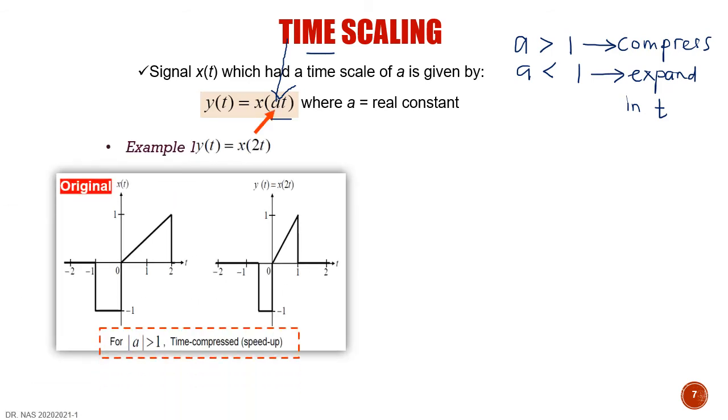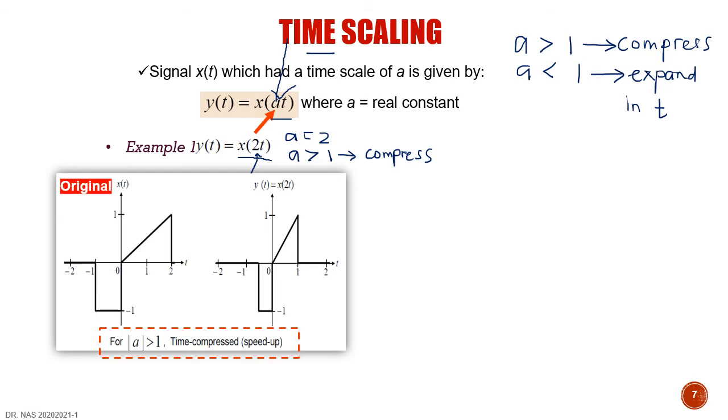If you look at this equation, it's x(2t). So there's an additional variable inside the bracket. If you compare, in this case A equals 2. So A in this case is larger than 1, so the signal will be compressed, or will be thinner. This is the original signal, with time duration of minus 2 to 2.